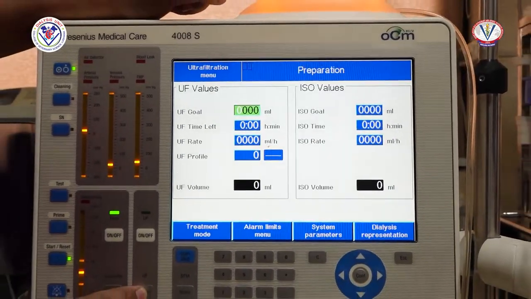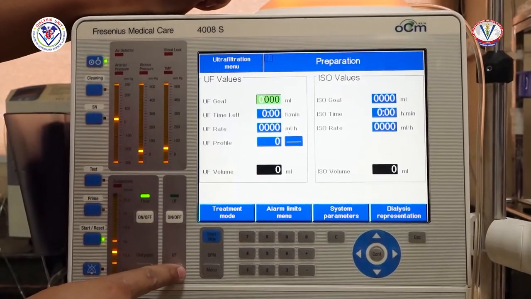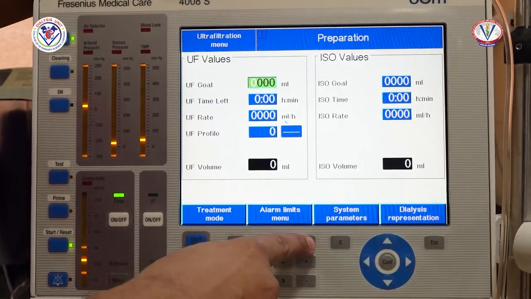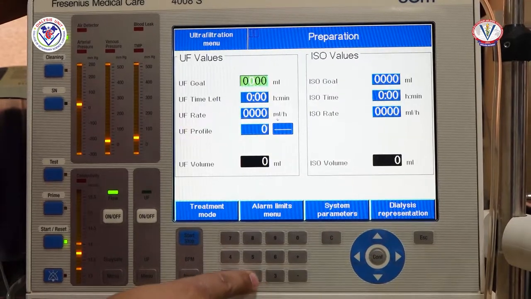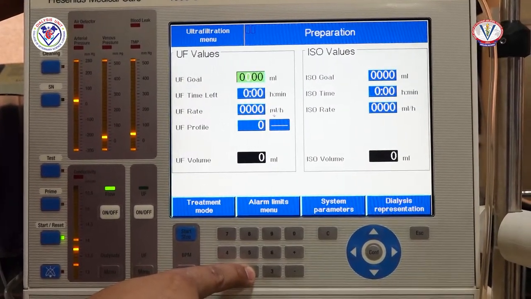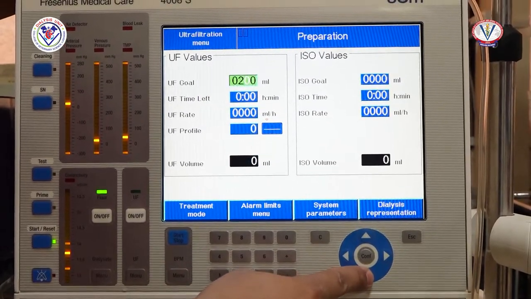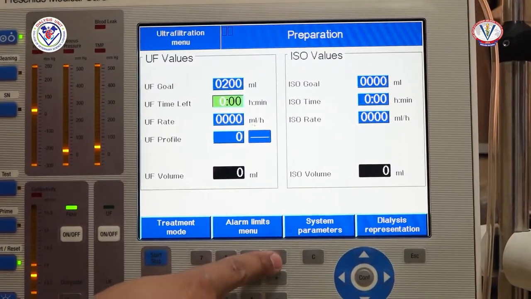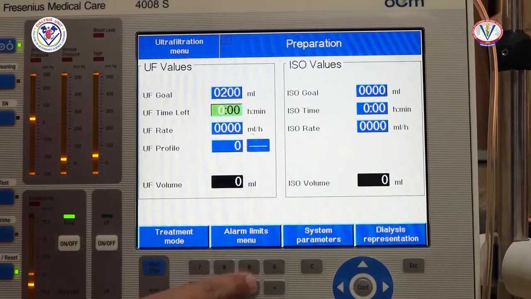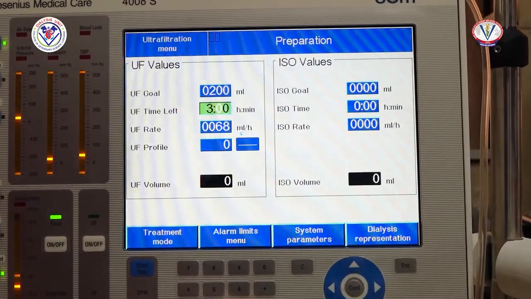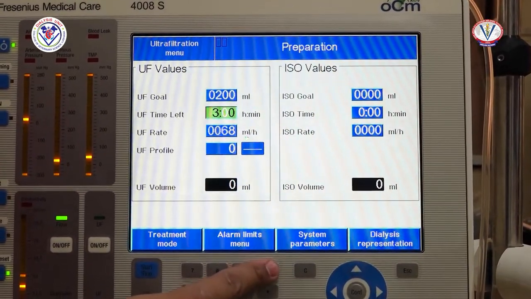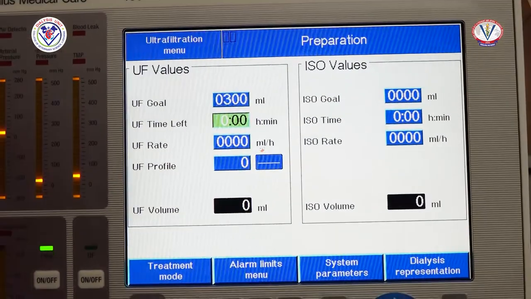Now, enter the ultrafiltration menu and enter the ultrafiltration goal, which is generally the amount of fluid which is intended to be removed from the patient's body. In the first dialysis session, this value is usually kept at 100 ml, and in subsequent sessions, it is adjusted based on the patient's weight gain between sessions or overhydration.